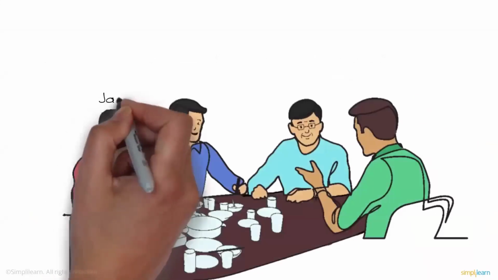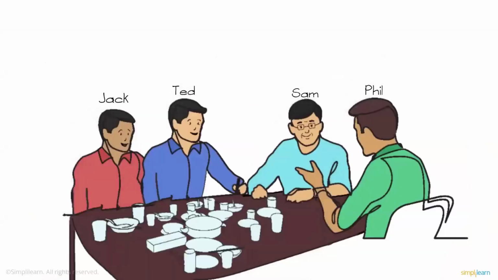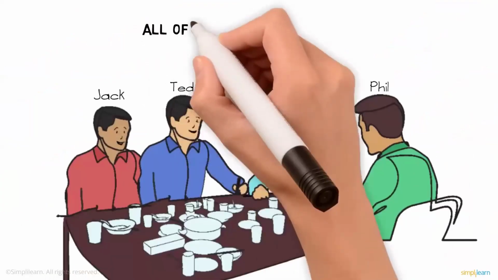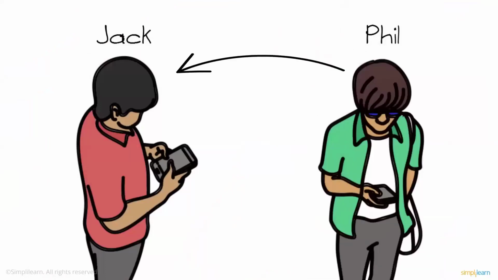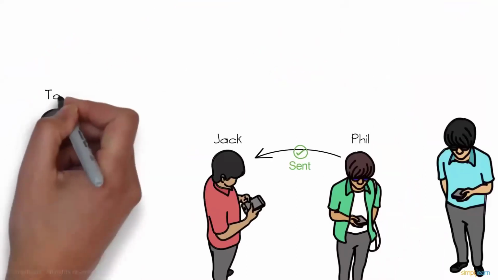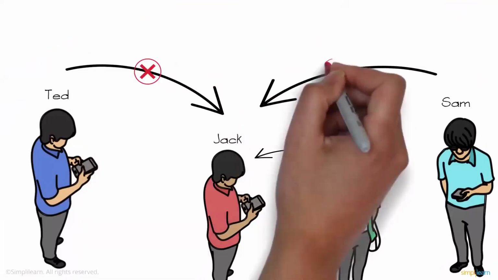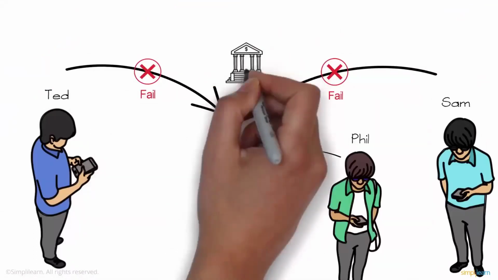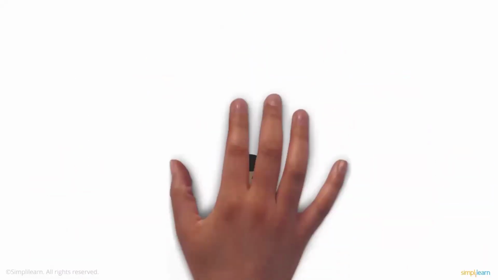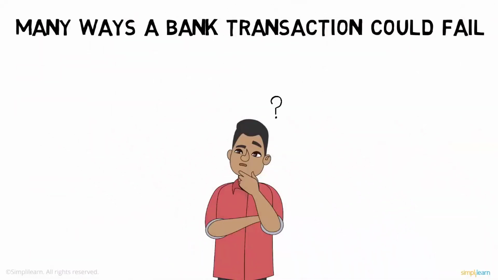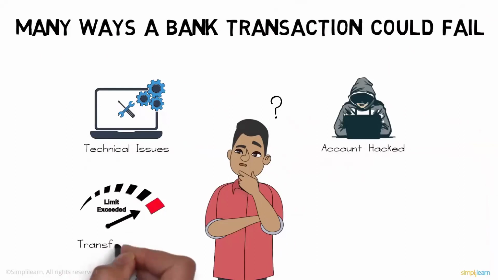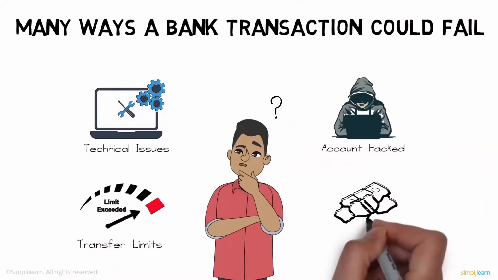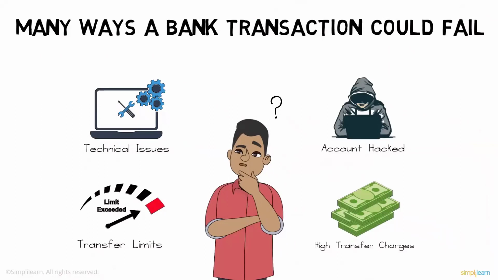Imagine 4 friends, Jack, Ted, Sam, and Phil, meet up for dinner. After they're done, Jack pays the bill, and all of them decide to split the expense amongst each other. On the next day, when Phil sends his share to Jack via online money transfer, the transaction goes through without a hitch. Then, Ted and Sam send their respective shares to Jack, but their transactions don't go through. The failed transaction cites some issues at the bank. That's when Jack comes to know about the many ways a bank transaction could fail. It could be due to technical issues at the bank, one of their accounts being hacked, daily transfer limits being exceeded, and sometimes additional charges, like transfer charges, associated with transferring money.